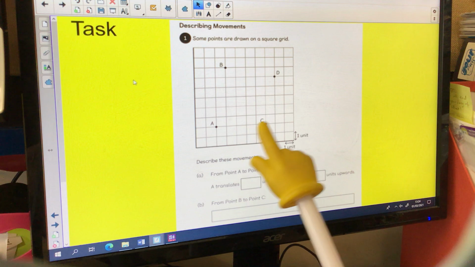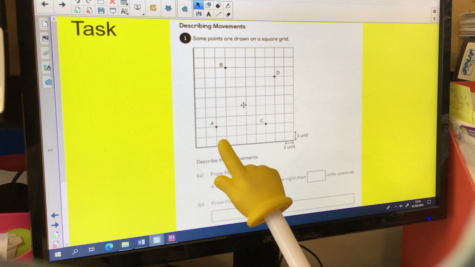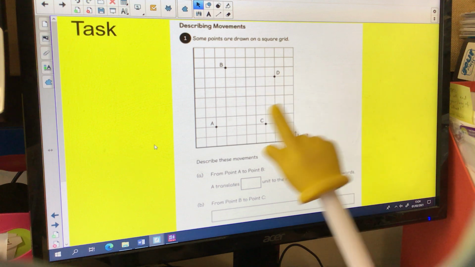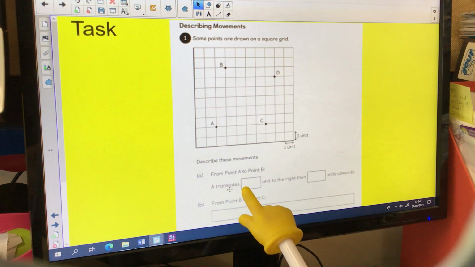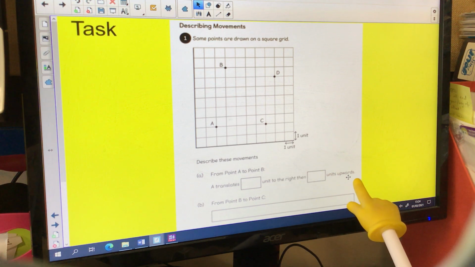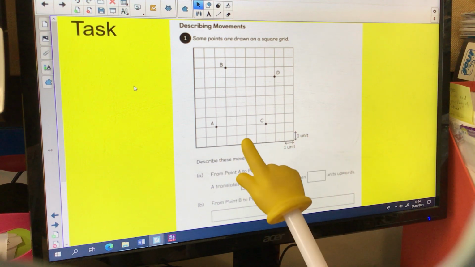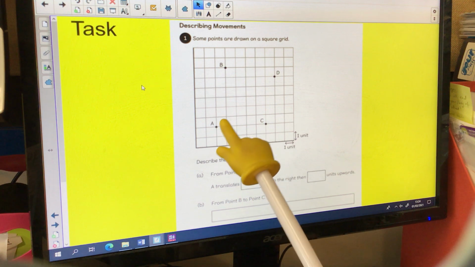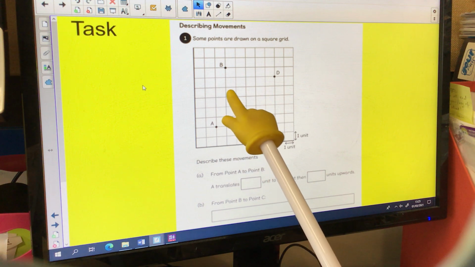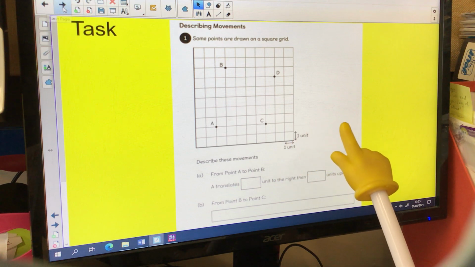Right, so your task on Teams is very similar to what we've just been talking about. You're going to start with some points, and it says describe the movements from point A to point B. Yeah, A translates so many units to the right and then so many units upwards. And then it asks you from B to C. And then the following page will ask you the other ones as well. Okay, and you just have to make sure you put your finger on the point and you translate it and use the corner of the little squares on the grid to make sure that your translation is accurate.